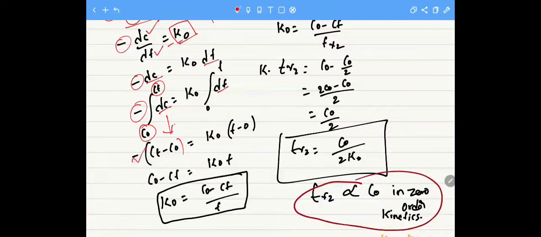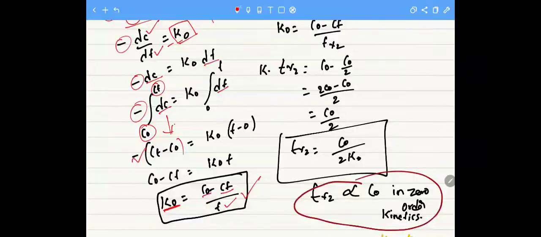If you multiply by the negative sign, you get C naught minus Ct, which by rearranging gives the equation for 0 order kinetics, that is, the 0 order constant K naught is equal to C naught minus Ct by T. Here C naught is initial concentration, Ct is concentration at time T, and T represents time. Now this is the equation.